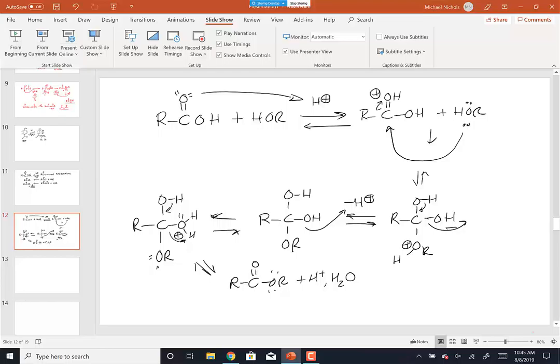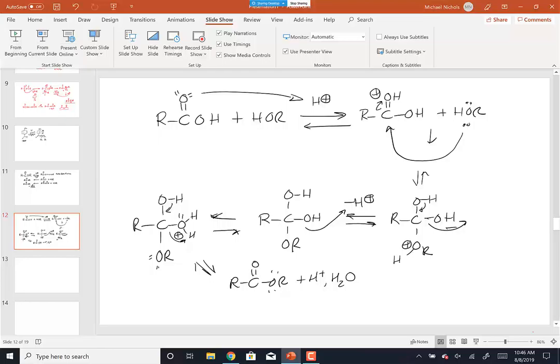If you don't like that, lose the water first, make a plus charge there, then lose the H plus. So we did this earlier. So that is the mechanism of Fischer esterification. Again, is there anything really new there? No, not really. Is it tedious? Yes. Is it the same thing over and over again? Yes.